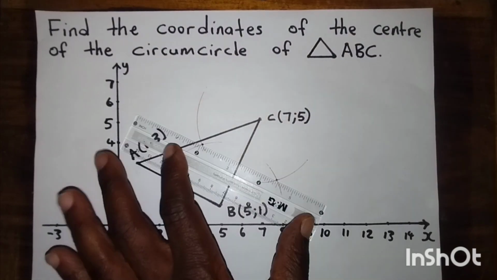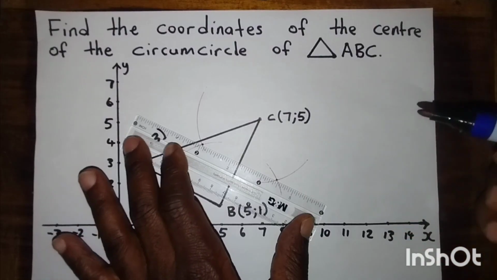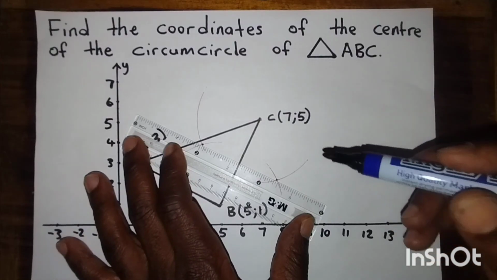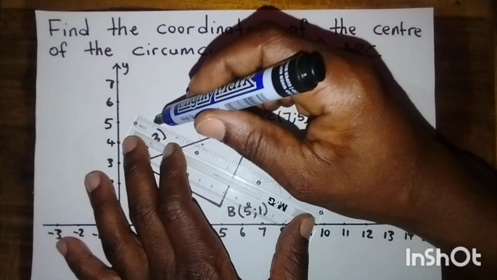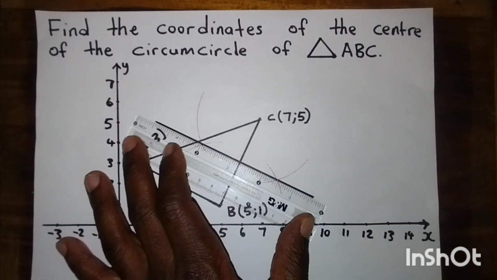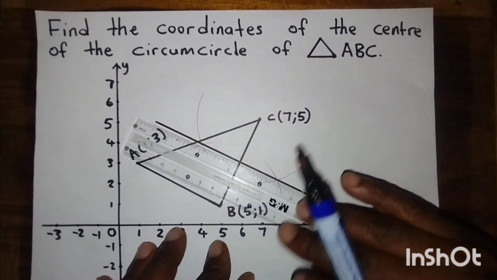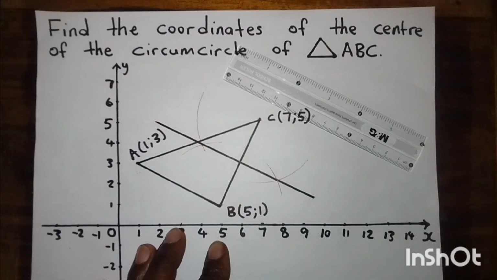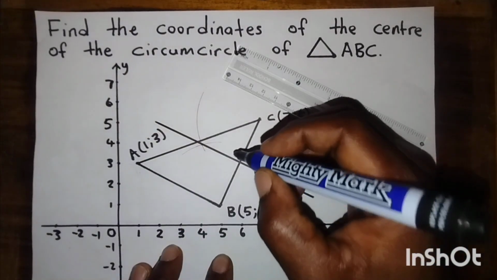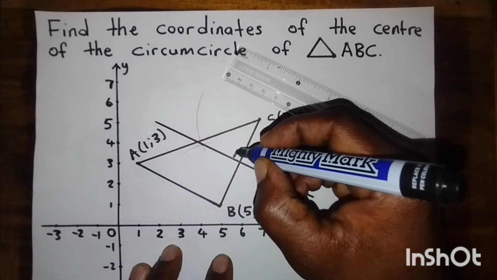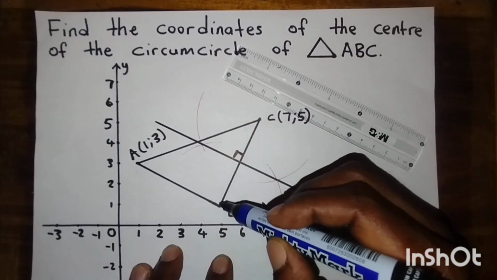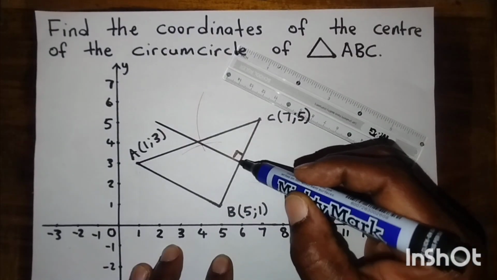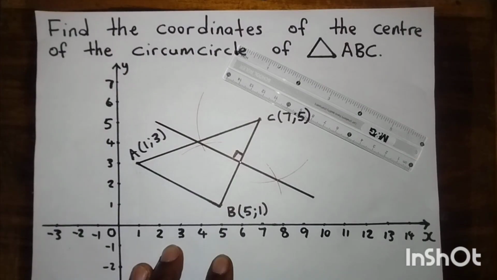So the side length BC of the triangle will become the chord of the circle which circumscribes the triangle. So this is the perpendicular bisector of the side length of the triangle BC. It means here we have got an angle of 90 degrees, and it passes through the center of the line BC, which is here. So that's why it is called a perpendicular bisector.